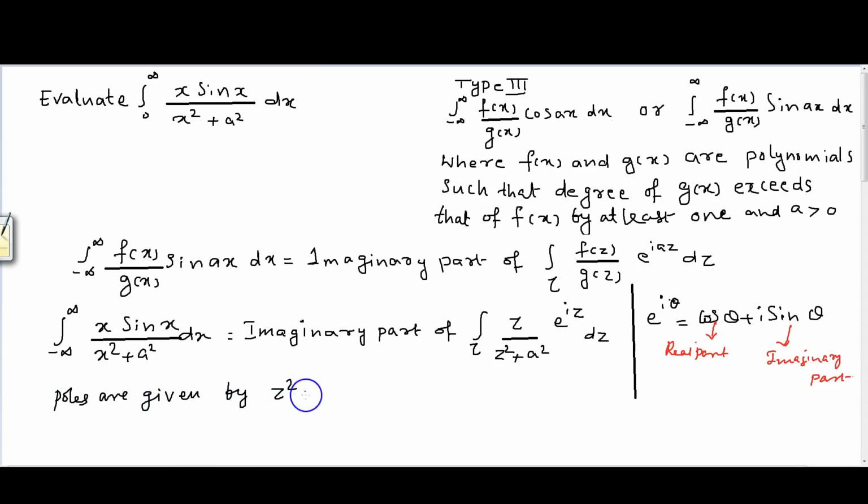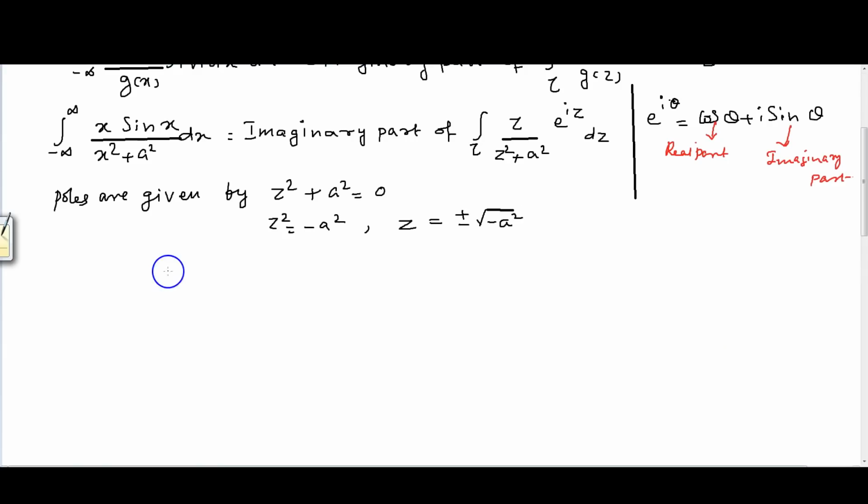Poles are given by z square plus a square equal to 0. Then z square is equal to minus a square, which is equal to plus or minus root of minus a square. Then we get the poles z is equal to ai and z is equal to minus ai. In type 3, we find the residues of only the poles which are above the real axis.